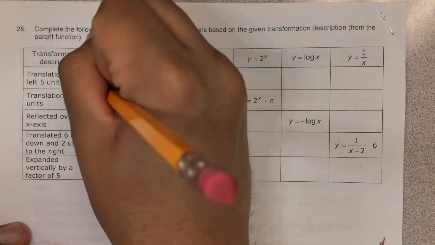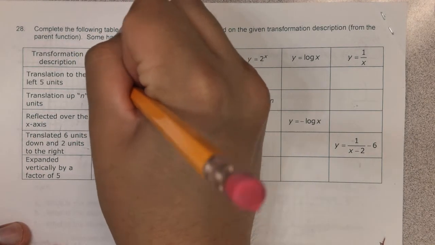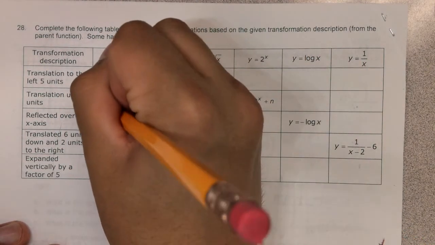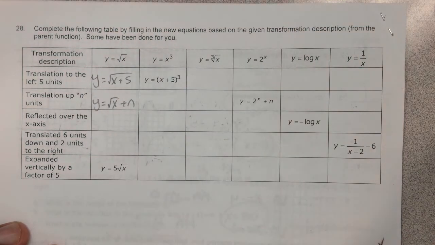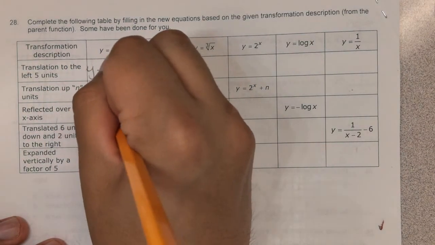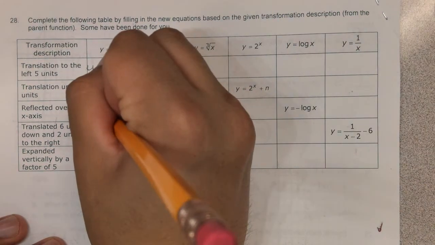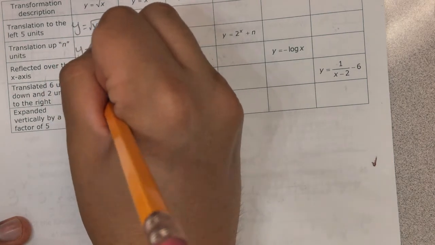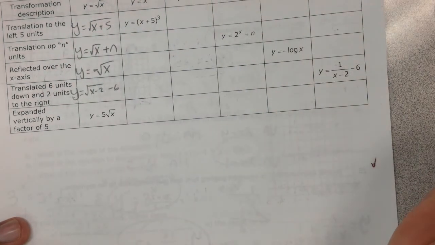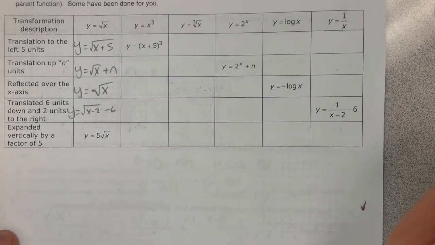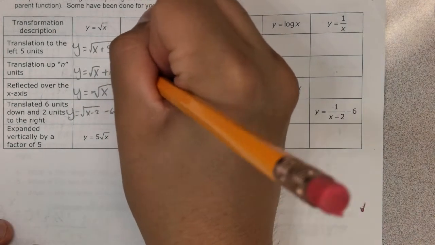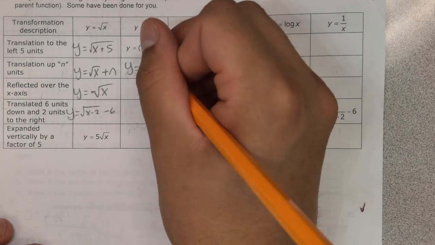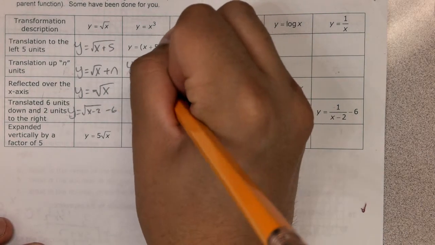If I want to go left 5, I need y equals square root of x plus 5 inside the square root. If I want to go up n units, I need plus n on the outside. If I want to reflect, all we need is a negative in front of the square root of x. And then if I want to go down 6, right 2, we need square root of x minus 2 minus 6. Right, that one, same thing, x cubed plus n, reflect, just put a negative.